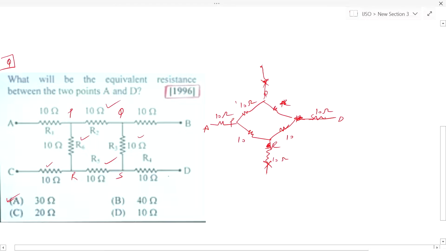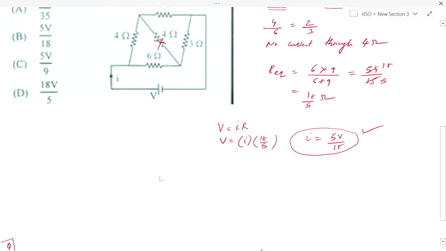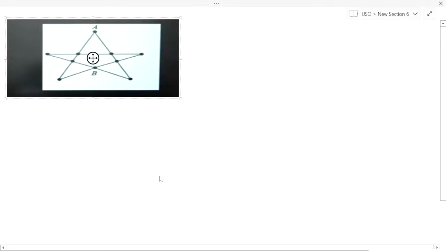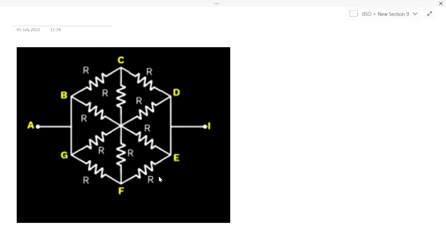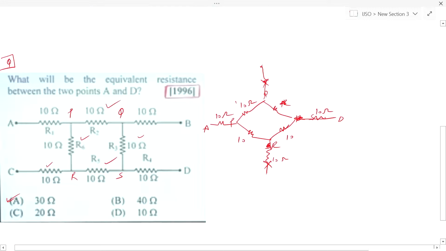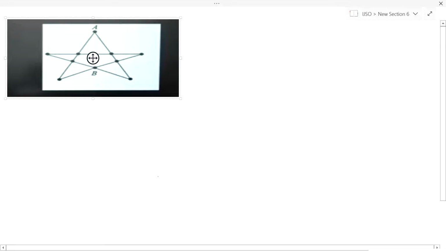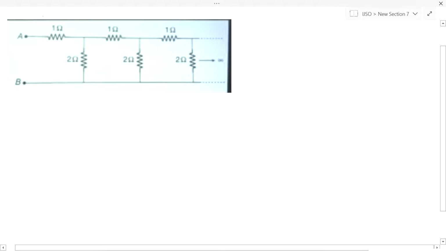Clear? Yes. Okay, one minute. Just try it on this one first. No, this is still infinity. And total resistance. Yeah, same total resistance between A and D.